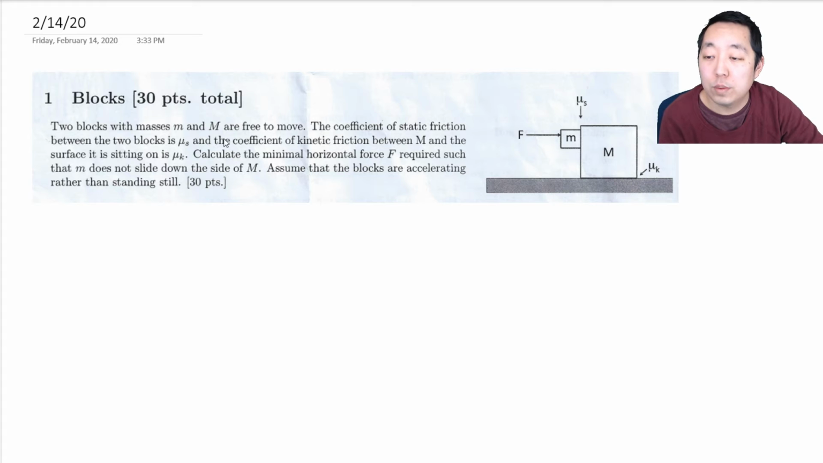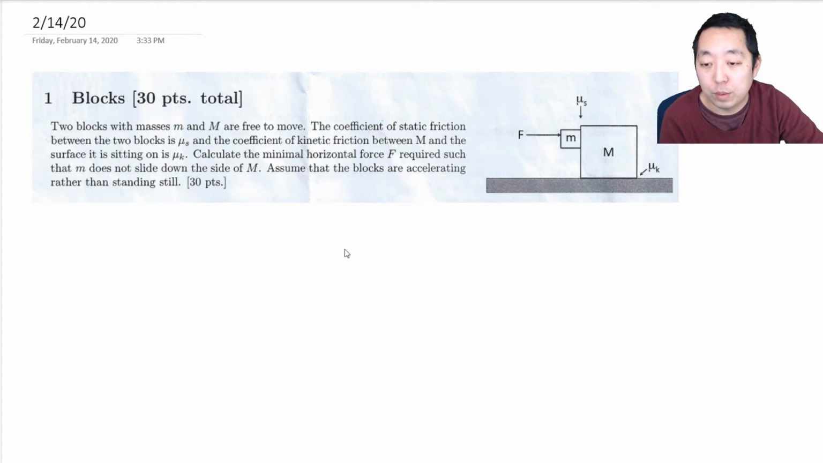So I have two blocks with masses m and big M that are free to move. The coefficient of static friction between the two blocks is mu s, as they show in the picture. The coefficient of kinetic friction between M and the surface is mu k. Calculate the minimum horizontal force required such that m does not slide down the side of M. Assume the blocks are accelerating rather than standing still.